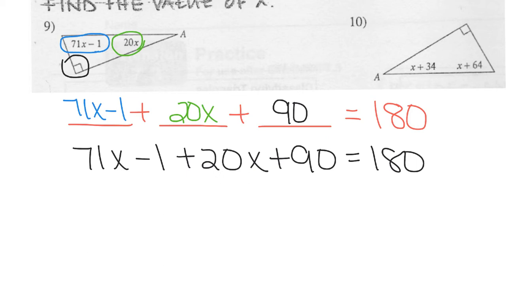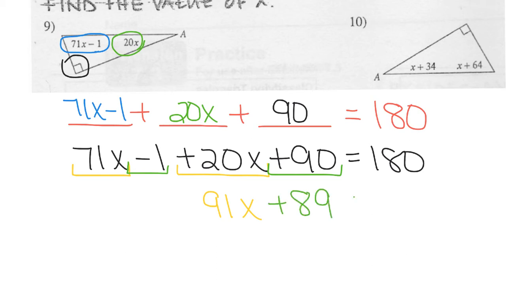And now what we're going to do is we're going to combine like terms and then solve the equation that we have. And combining like terms, we're going to combine 71x plus 20x. And that's going to give you 91x. Now we're going to combine this negative 1 and positive 90, which combine to give you positive 89, and they equal 180. So let's now solve our two-step equation.